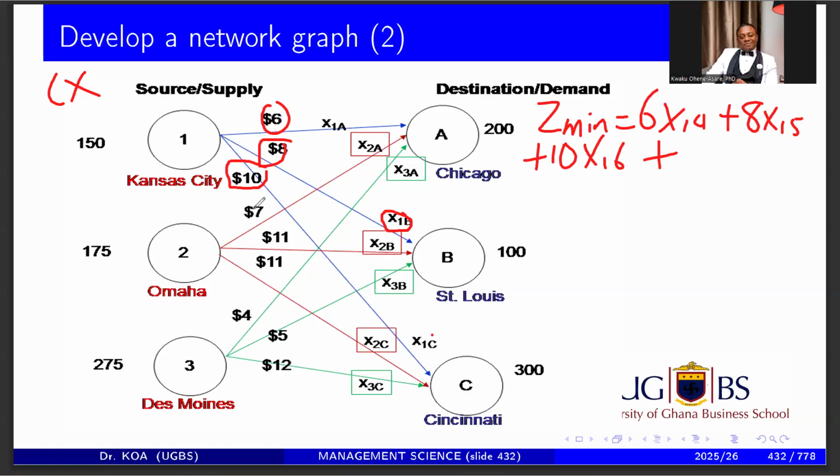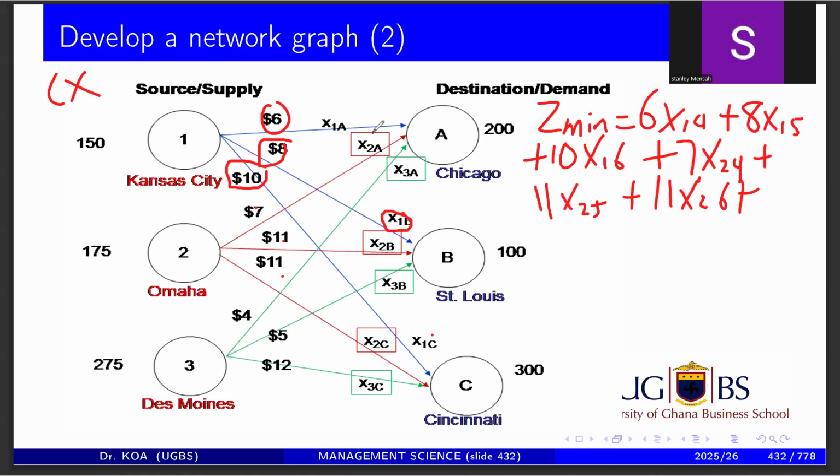node, which is Omaha. And you're going to take the 7, the 11, and the 11 and match each one against the x24, x25, x26. So it's going to be 7x24 plus 11x25 plus 11x26. Guys, are you following? You can do the last one for me.